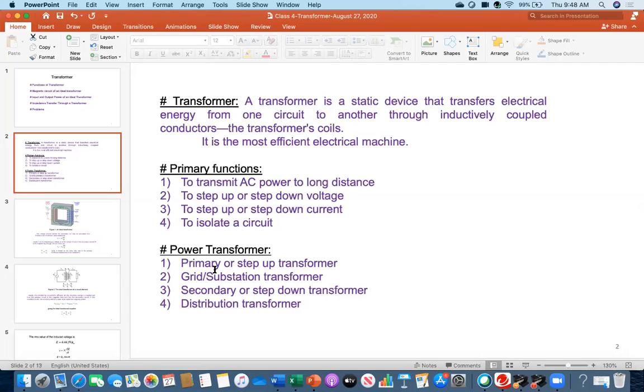So the first one is called the primary or step-up transformer. The second one is called the grid or substation transformer. The third one is called the secondary or step-down transformer. And the fourth one is called the distribution transformer. So therefore, just in a minute, I would like to show you which transformer is what.